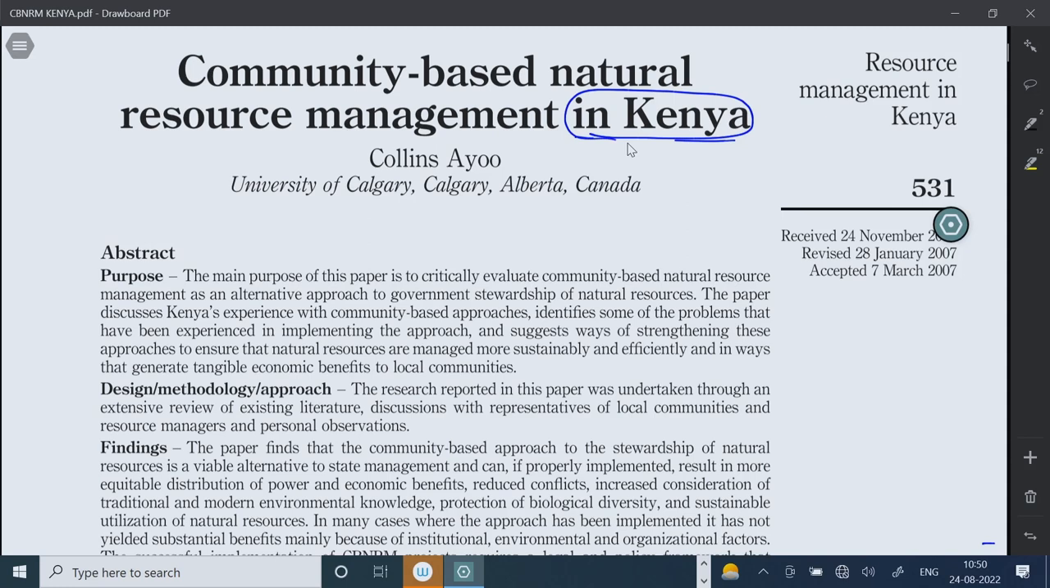I have chosen this particular case study from Kenya because you will find a lot of similarity with some of the case studies or cases within our country. I purposefully have not chosen any case study from our own country, because sometimes it is also important for us to see how community based natural resource management is happening outside our country and in developing countries.